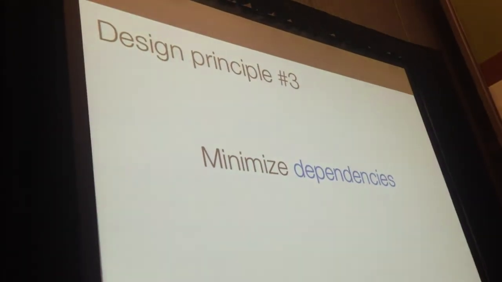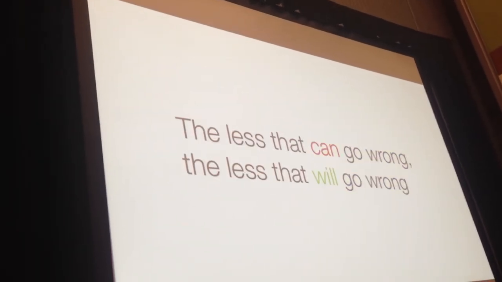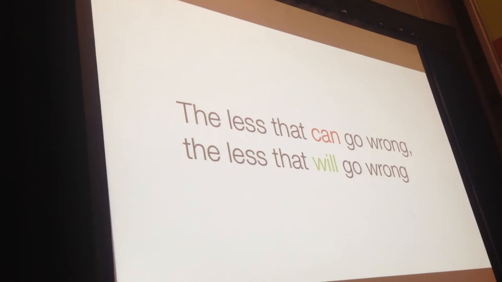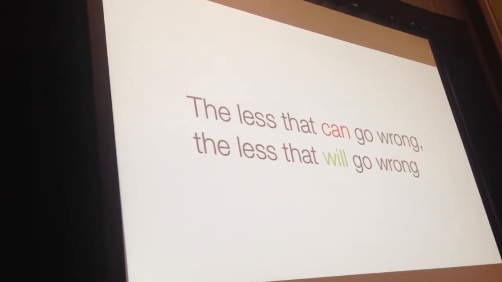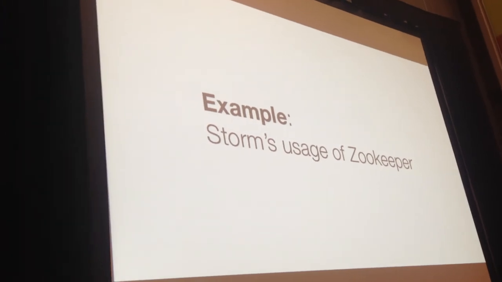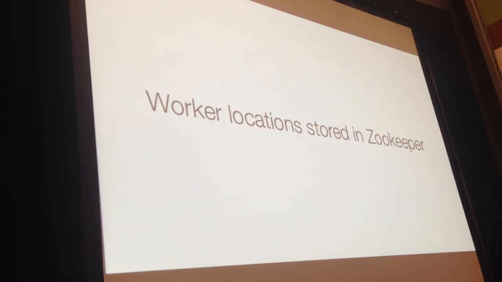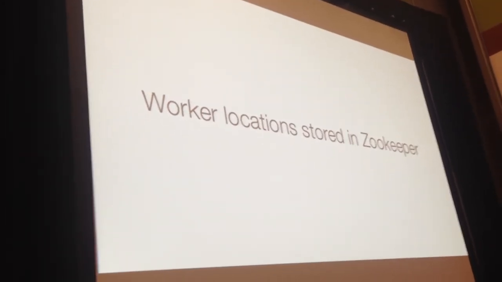So the third design principle I want to talk about is minimizing dependencies. This is actually a little bit more subtle than it looks. But the general idea is that the less that can go wrong, the less that will go wrong with your software. As an example of this, I want to consider one aspect of how Storm uses Zookeeper. One of the things Storm stores in Zookeeper is the location of all workers in the cluster.